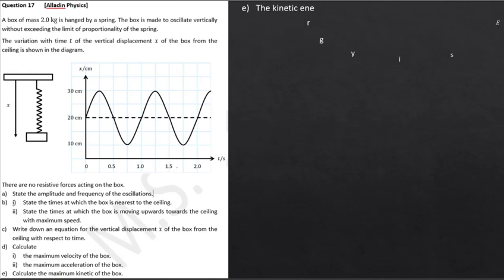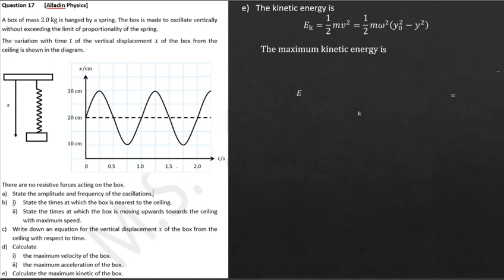The last part now is about calculating the maximum kinetic energy of the box. In this one, the kinetic energy is simply, for simple harmonic motion, half m v squared. But in simple harmonic motion, we can substitute the v in terms of the position with respect to the mean position. Here we have it as y naught squared minus y squared. Now we substitute the values here. We get the maximum kinetic energy to be 0.39 joule.